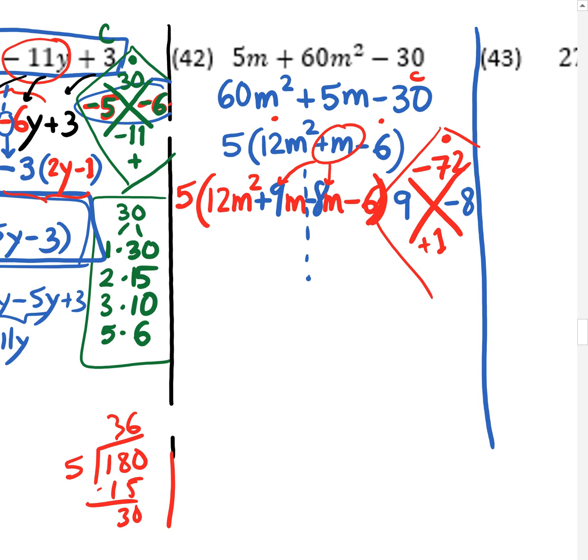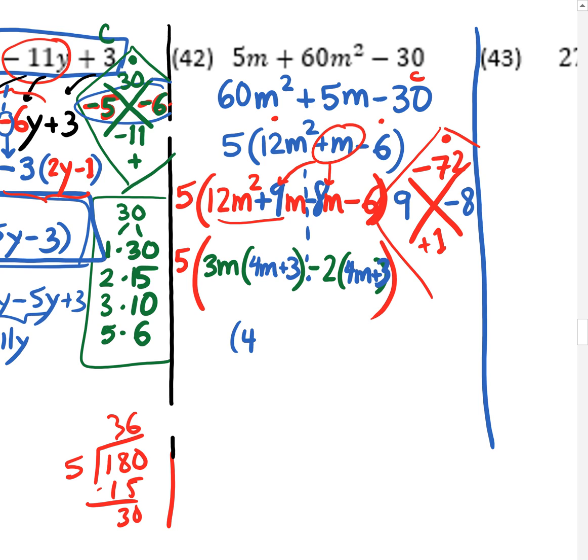There's a 5 outside there. Now between the first and the second term, what's the largest thing that divides into 12m squared and 9m? It'd be 3m. 3m times what makes 12m squared? That would be 4m. 3m times what makes 9m? That'd be 3. Now between -8m and -6, what divides in? -2. -2 times what is -8m? That'd be 4m. -2 times what is -6? That's +3.